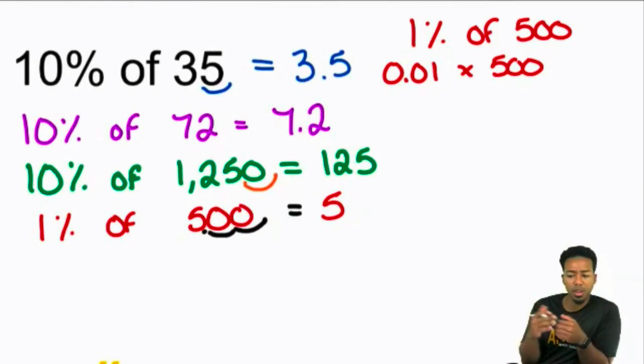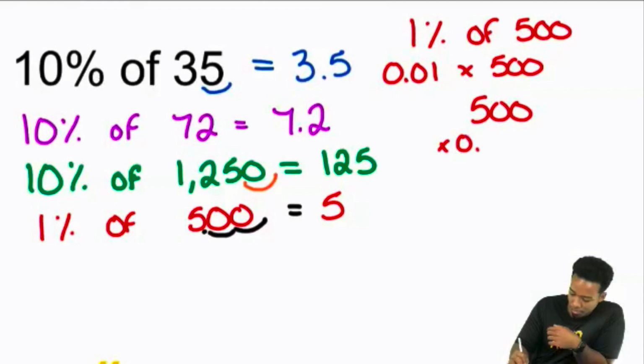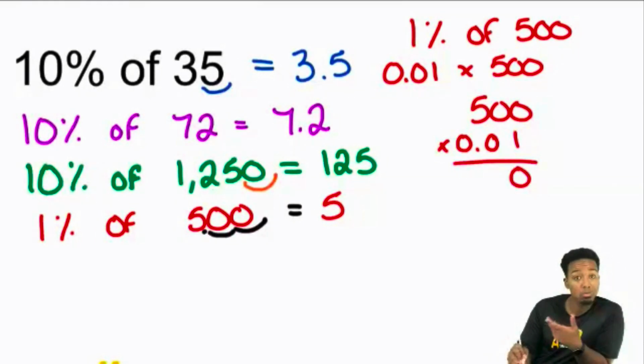And so then from there, 5.0 is the same thing as 5. Yep, absolutely. And so here we have 0.01 times 500. So let's go ahead and put in that work. 0 times 1, everybody, is 0. 5 times 1 is going to be 5.